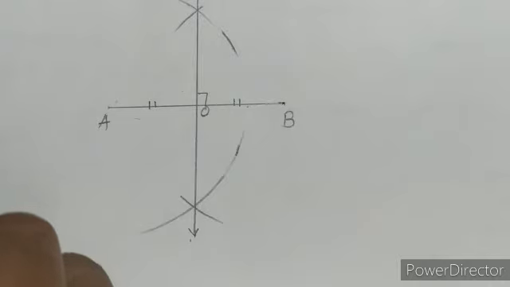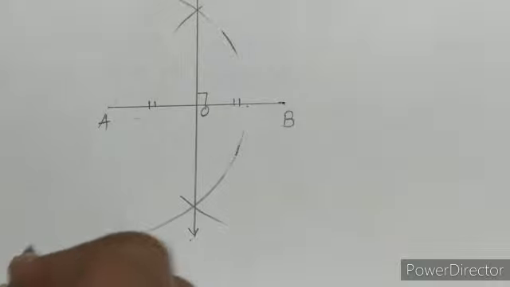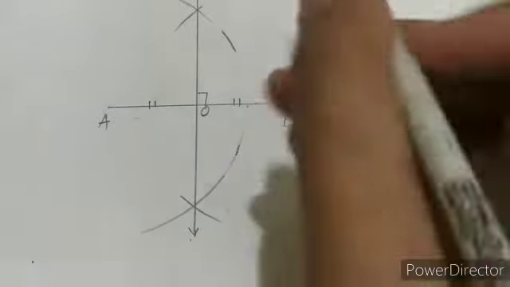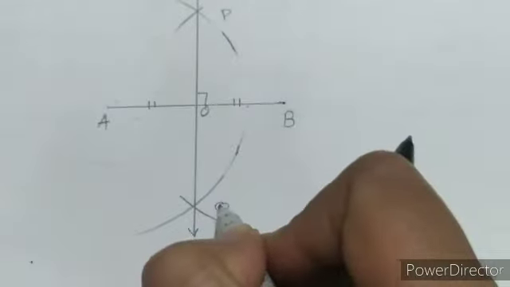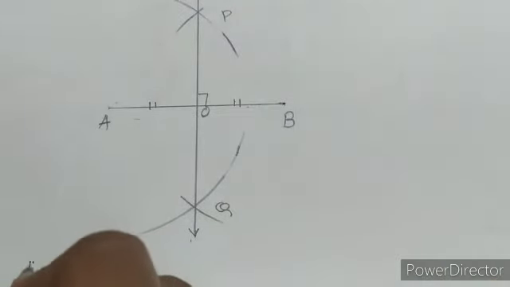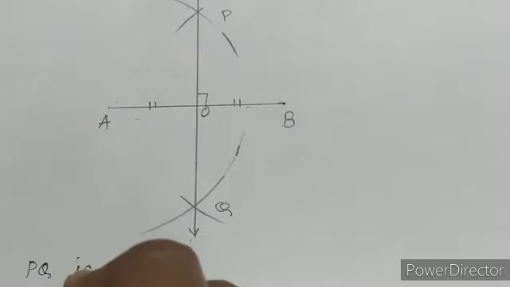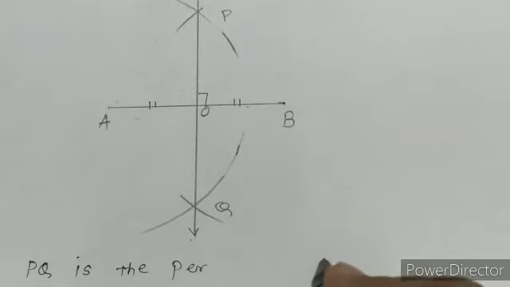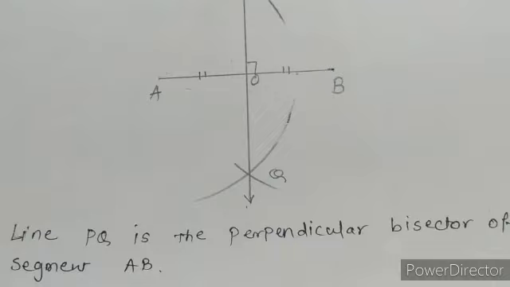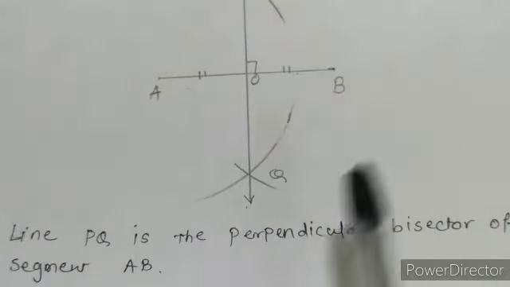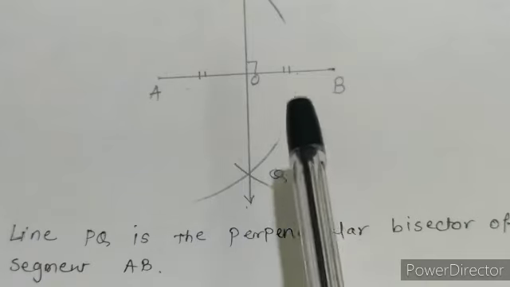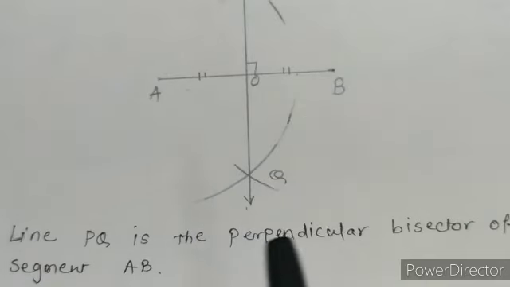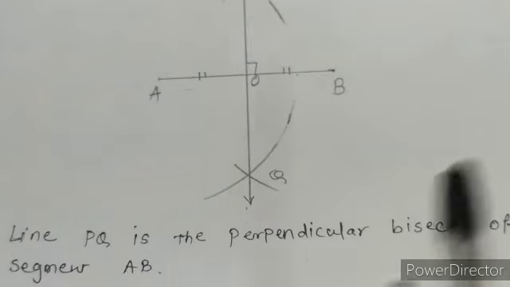Here we are going to write line, label it PQ. PQ is the perpendicular bisector of segment AB. So this is your answer. AB is 5.3 centimeters. PQ is the perpendicular bisector line. PQ is a perpendicular bisector of segment AB. Now solve the remaining questions by yourself.